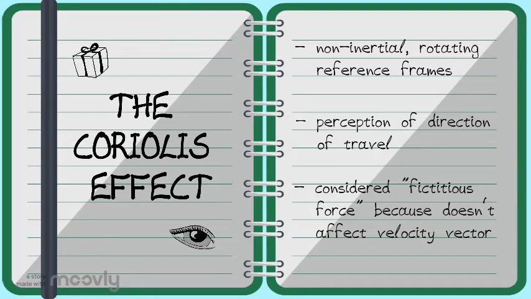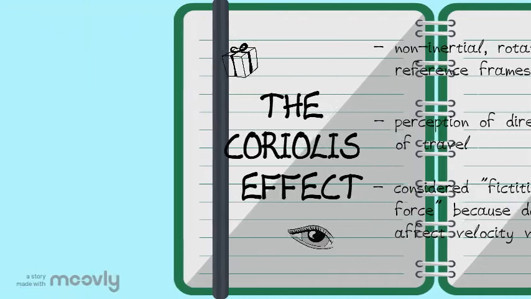In addition, it's important to note that as the Coriolis effect only impacts the perception of the object, it doesn't actually affect the velocity of the object, assuming all other forces stay constant.